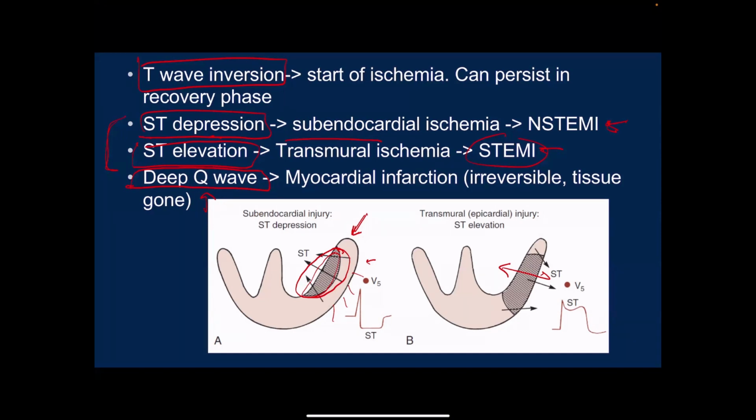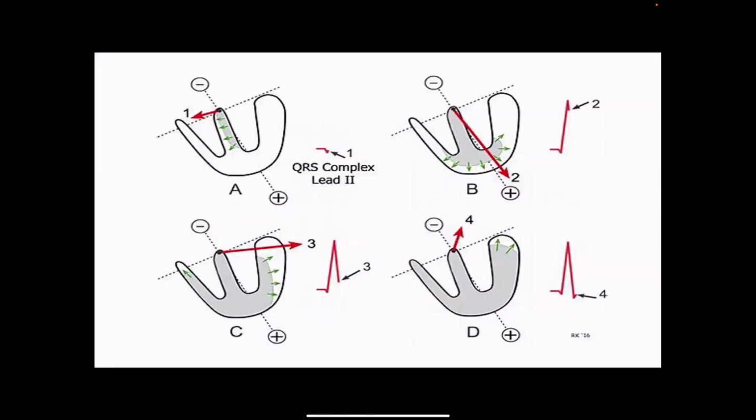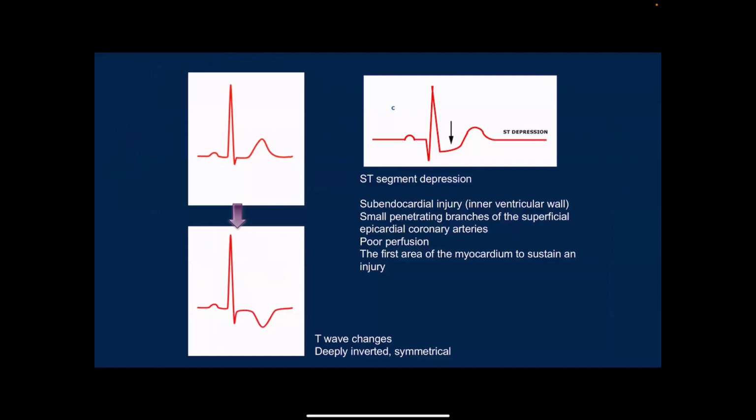It's not just ischemia, it's like the tissue is going away. Okay? So this is what I explained in the beginning. So yeah, let's start. The first thing you see is T-wave inversion. This is a normal T-wave. It's supposed to be up. The first sign of ischemic damage is the T-wave will be inverted.